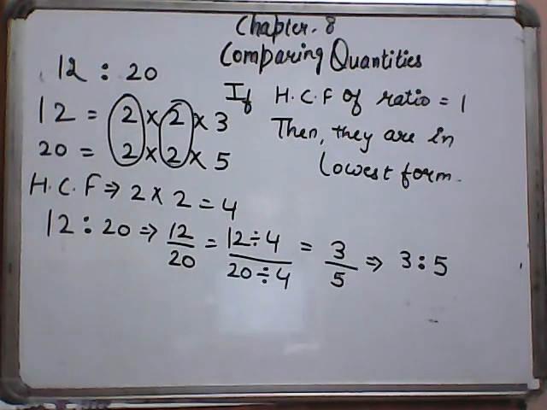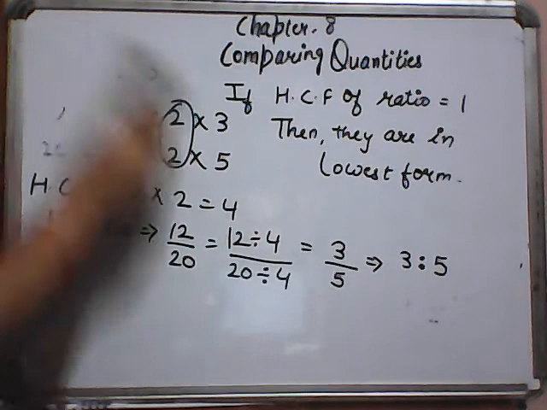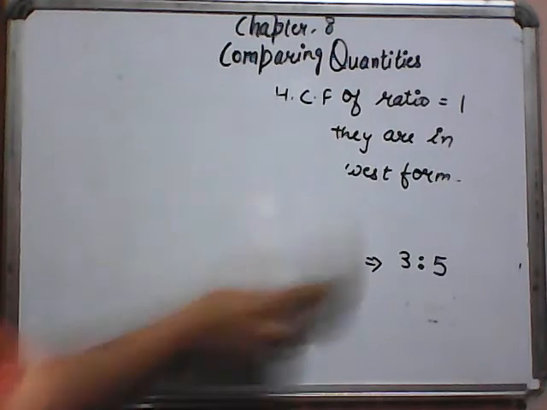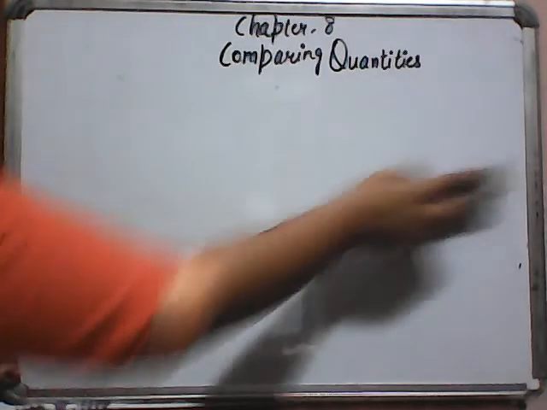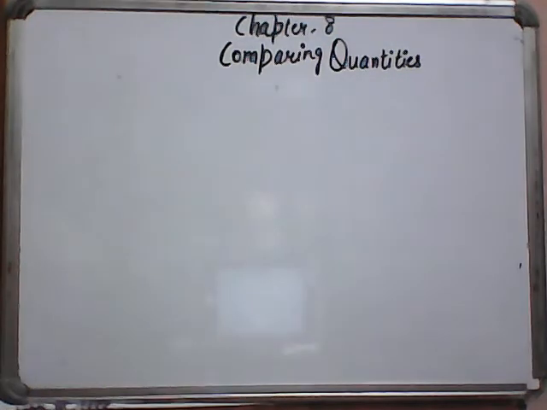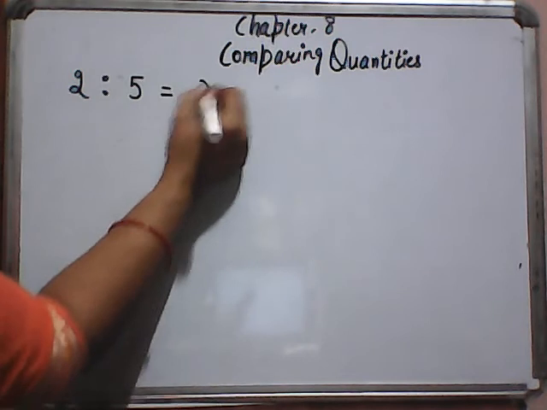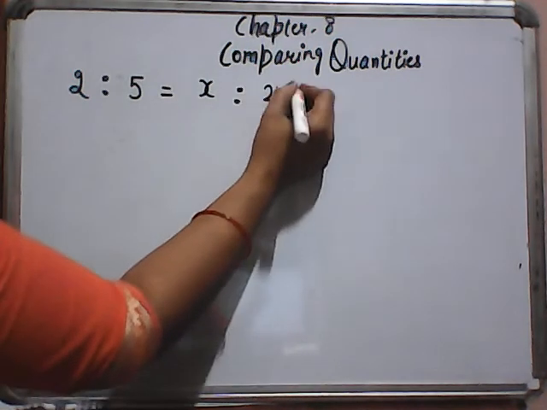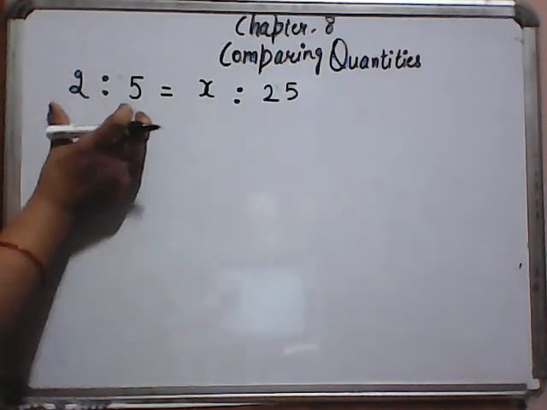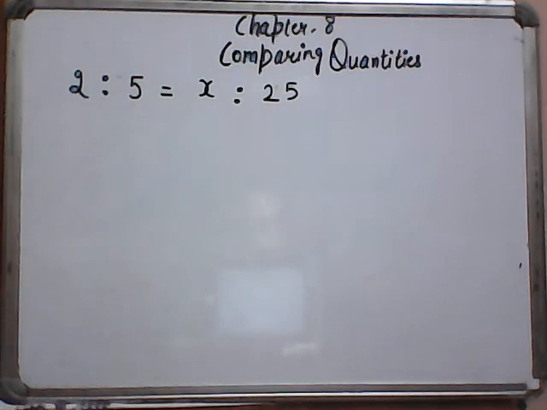Let's move to another question. In the next question, you have to find out the unknown variable x in the given proportion. Suppose 2 ratio 5 is equal to x ratio 25. This is given to you. That means these two ratios are equal. When two ratios are equal, they are known as a proportion. Two ratios which are equivalent are said to be in proportion.